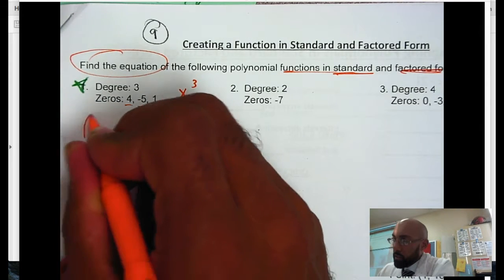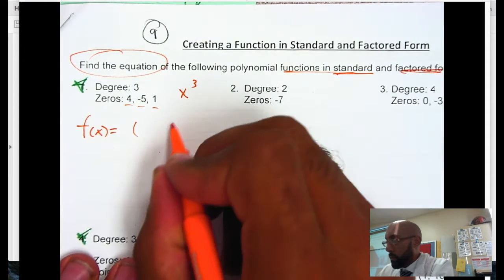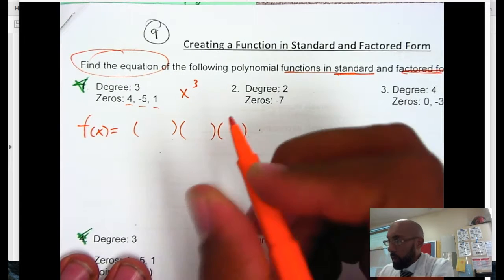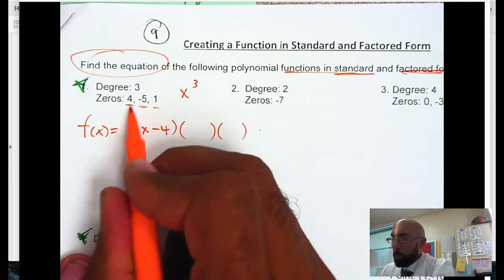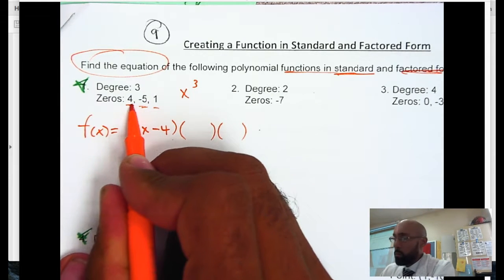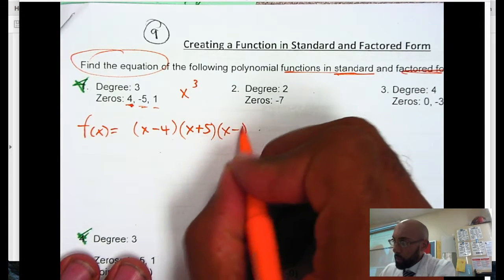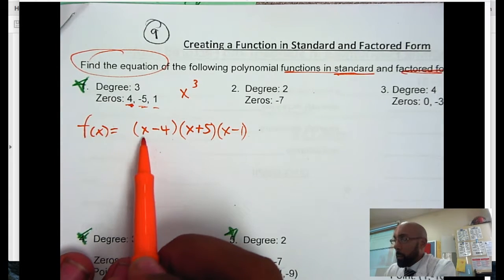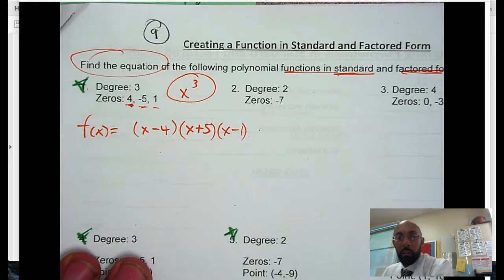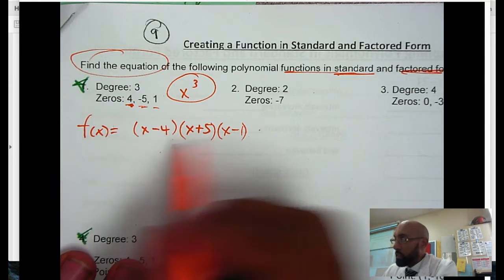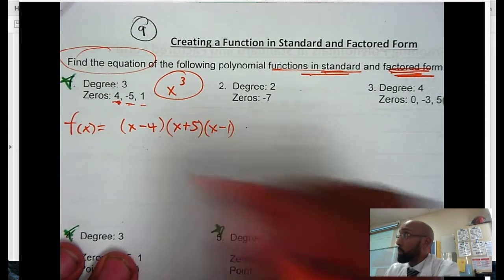So first, let's name the function, f of x. We know our factors, we'll have 3 of them because we have 3 roots. The first one will be x minus 4, because remember it's the opposite of the actual root or zero. The next one will be x plus 5 for the same reason, and then x minus 1. When I multiply all these together, because there's 3 factors, it's going to be a degree of 3. So this is factored form, and to get it in standard form, we just have to multiply it out.